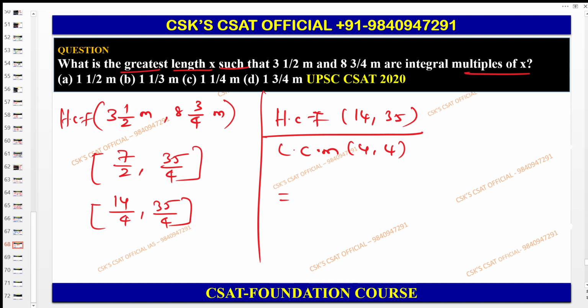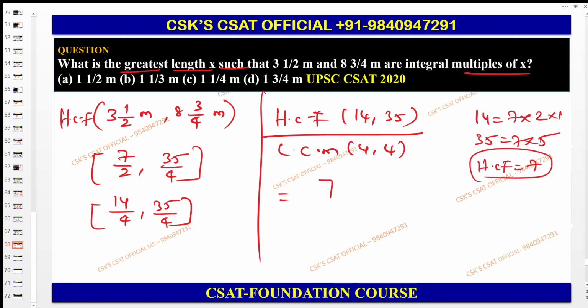So now what is the HCF between these? 14 can be expressed as 7 into 2. 35 can be expressed as 7 into 5. Common among these, 7 only is common. So therefore HCF is 7. LCM here is 4. Convert it to a mixed fraction here. 4 goes 1 time, remainder 3.